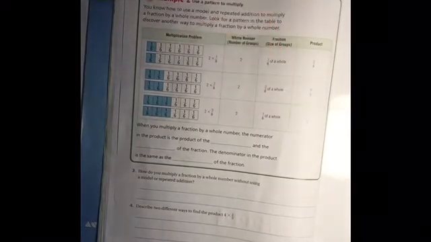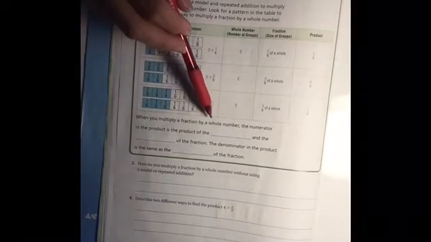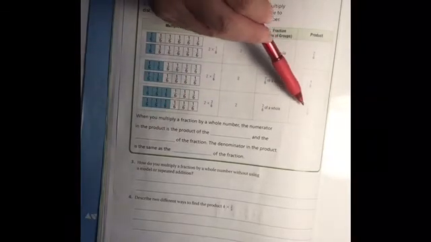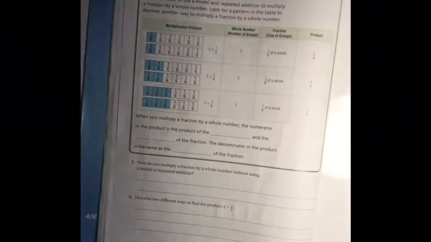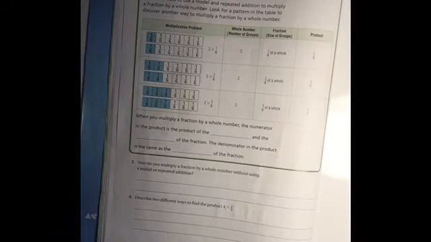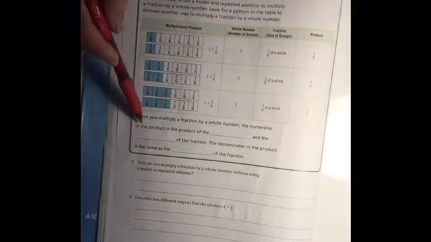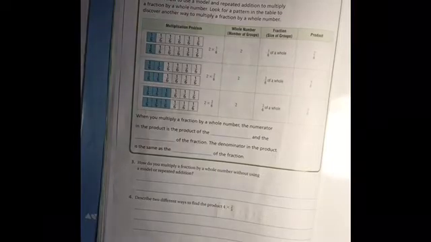2, 3, 6. Are you discovering the pattern yet? Well, if you haven't, we're going to talk about that. When you multiply a fraction by a whole number, the numerator in the product, remember the product is the answer to a multiplication problem, the numerator is the top half of the fraction. It's the part. So let's read this again.